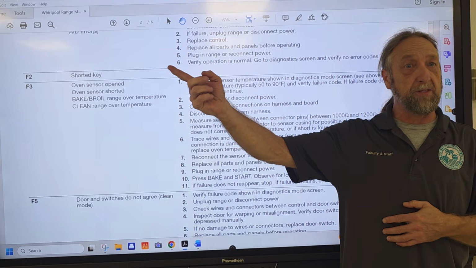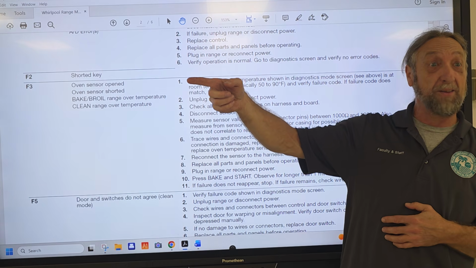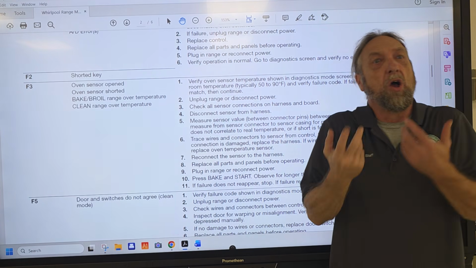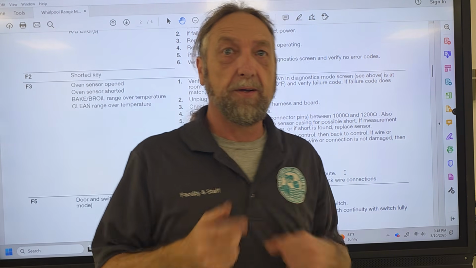You know these double ovens here that we have in the cabinet? Are they easy to take out? No. No, they're not. Not at all. So if I don't have to take that oven out to get to the sensor, what do I do? Test it from the board. From the board down. Test it from the board.